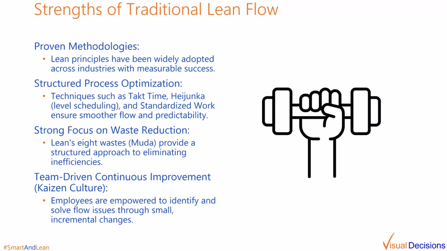By focusing on waste elimination, process standardization, and continuous improvement, Lean has enabled companies to enhance productivity and maintain predictable workflows. Structured process optimization techniques such as takt time calculations, Heijunka, and pull systems further contribute to smoother operations and better inventory control.